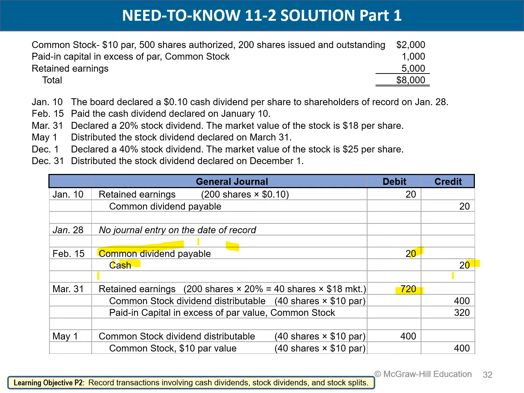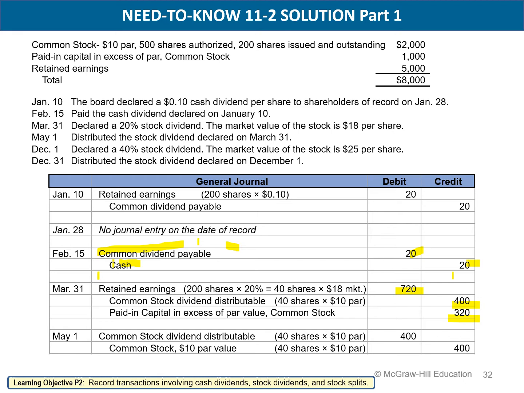But our common stock dividend distributable liability account is going to be equal to the par value. So that's the 40 shares times your $10 par, which is $400. And then you have paid in capital in excess of par of $320.